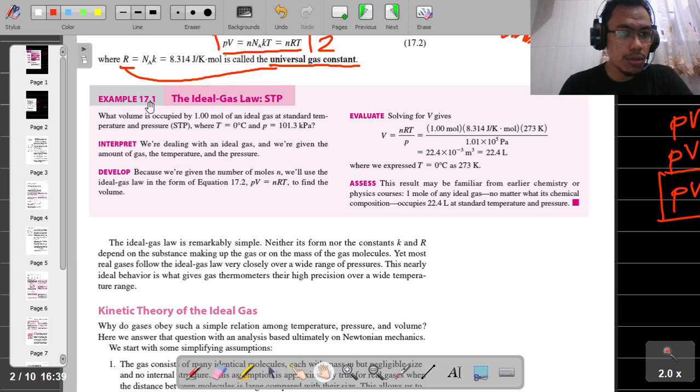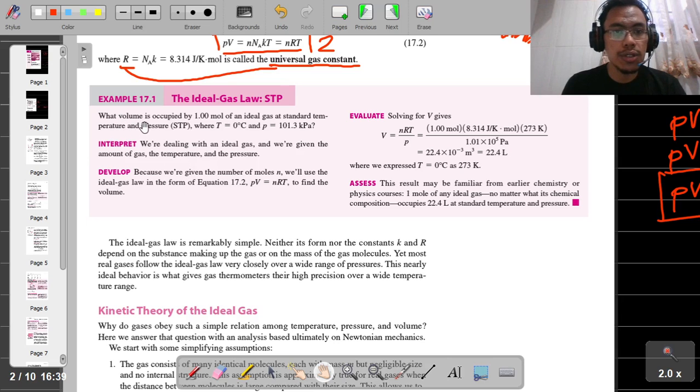We are going to learn how to calculate the ideal gas law through this example, example 17.1. Okay, let's read the problem first. So what volume? So we are asked about the volume of the gas.